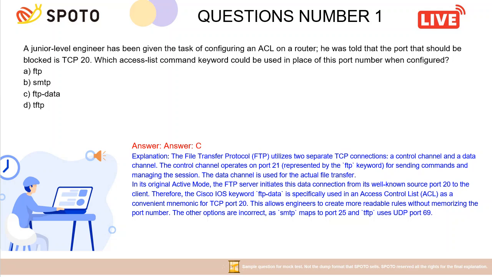client. Therefore, the Cisco IOS keyword FTP data is specifically used in an access control list, ACL, as a convenient mnemonic for TCP port 20. This allows engineers to create more readable rules without memorizing the port number. The other options are incorrect, as SMTP maps to port 25 and TFTP uses UDP port 69.